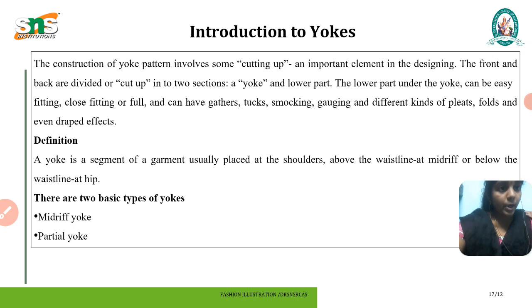So the definition of the yoke is, a yoke is a segment of a garment usually placed at the shoulder and above the waistline or a midriff, or below the waistline at the hip. So it is from the shoulder to the waistline or to the hip. Those can be differentiated. There are two basic types of yoke, midriff and partial.